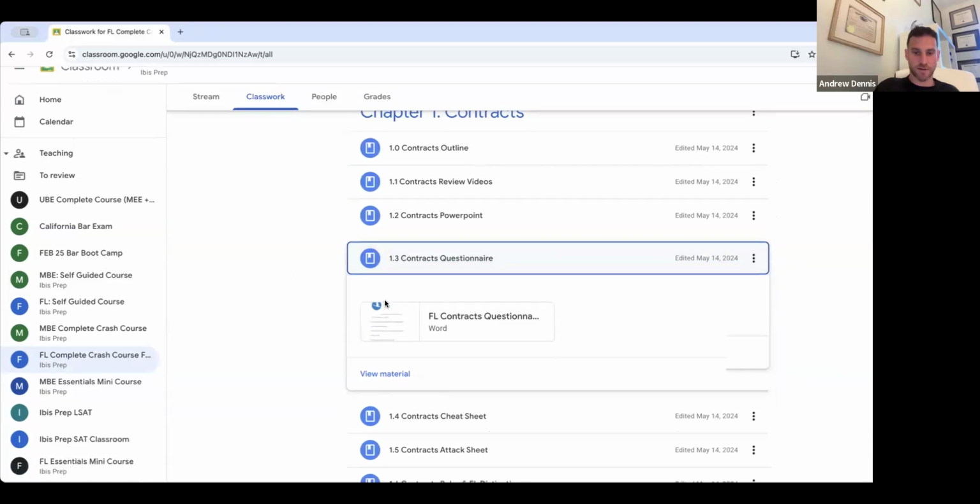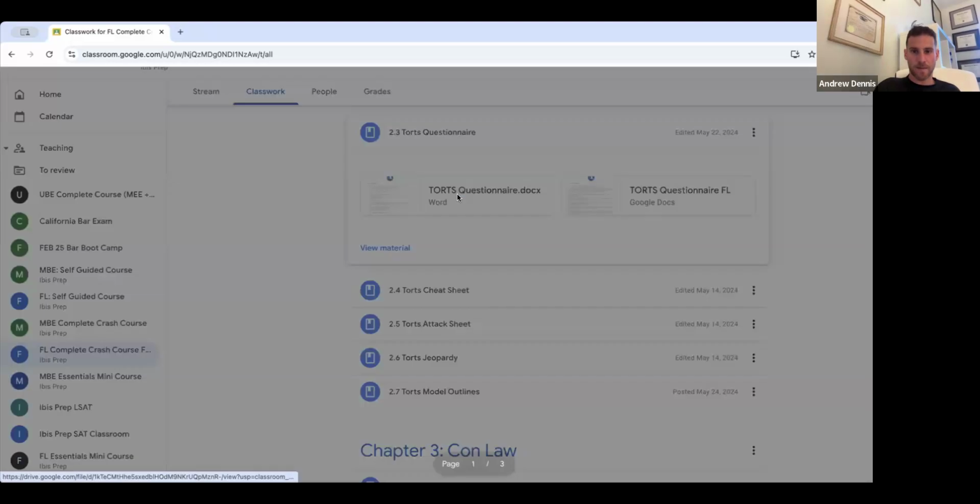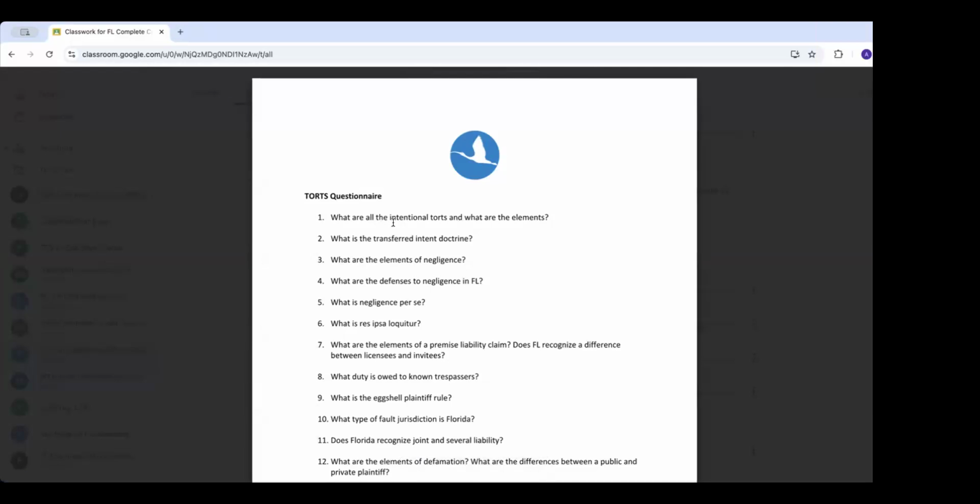All right, let's talk about torts a little bit. I think torts is even easier to get through the questionnaire. All right, someone just needs to name them. Can someone confidently name all the intentional torts in Florida? Assault, battery, false imprisonment, trespass to chattel, conversion, IIED, wrongful death.